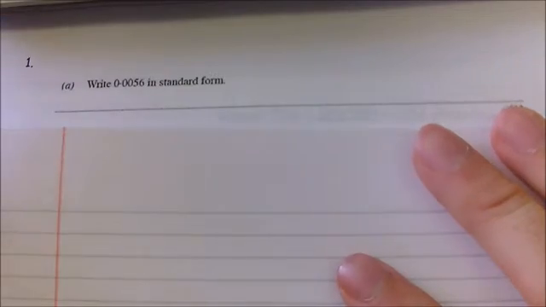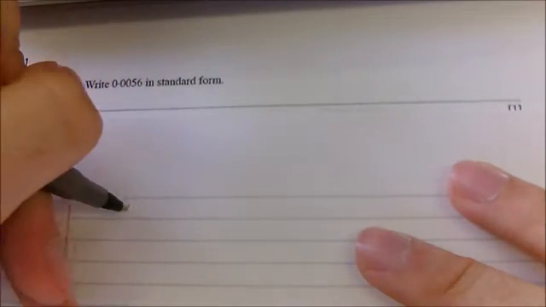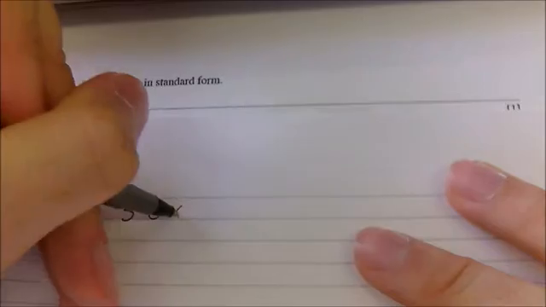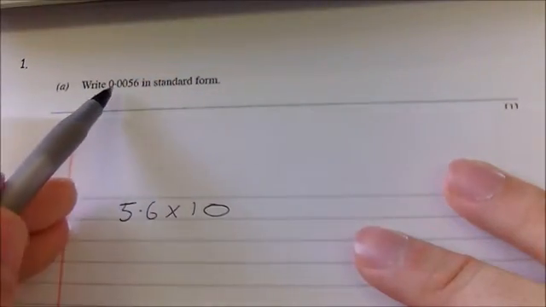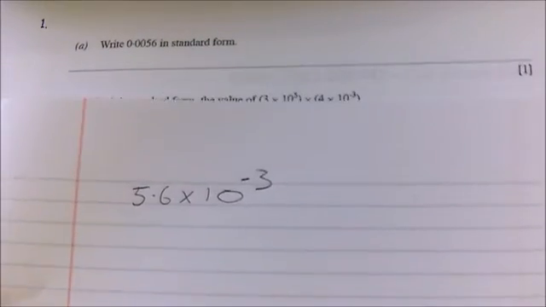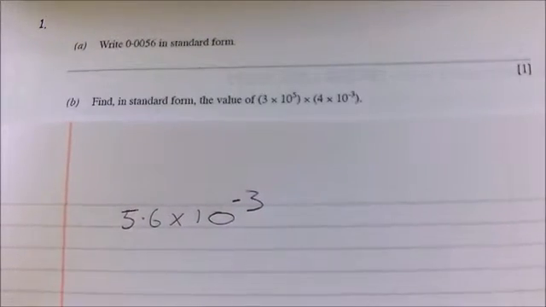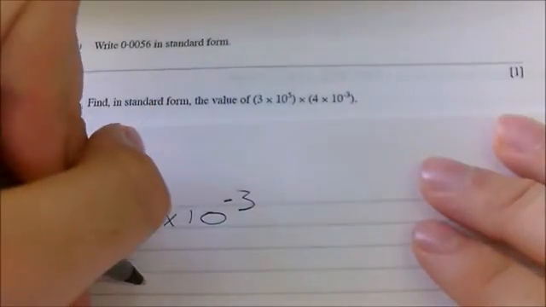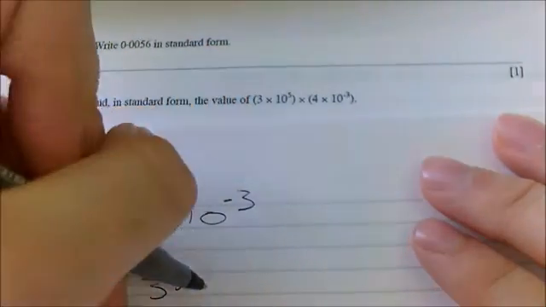0.0056 in standard form. So standard form is always between numbers 1 and 10, not including 10, times by 10 to the power of a number. So it's going to be 5.6 times 10 to the power of, and it's 1, 2, 3, to the power of minus 3, because we're actually going back 3. The number's becoming smaller.